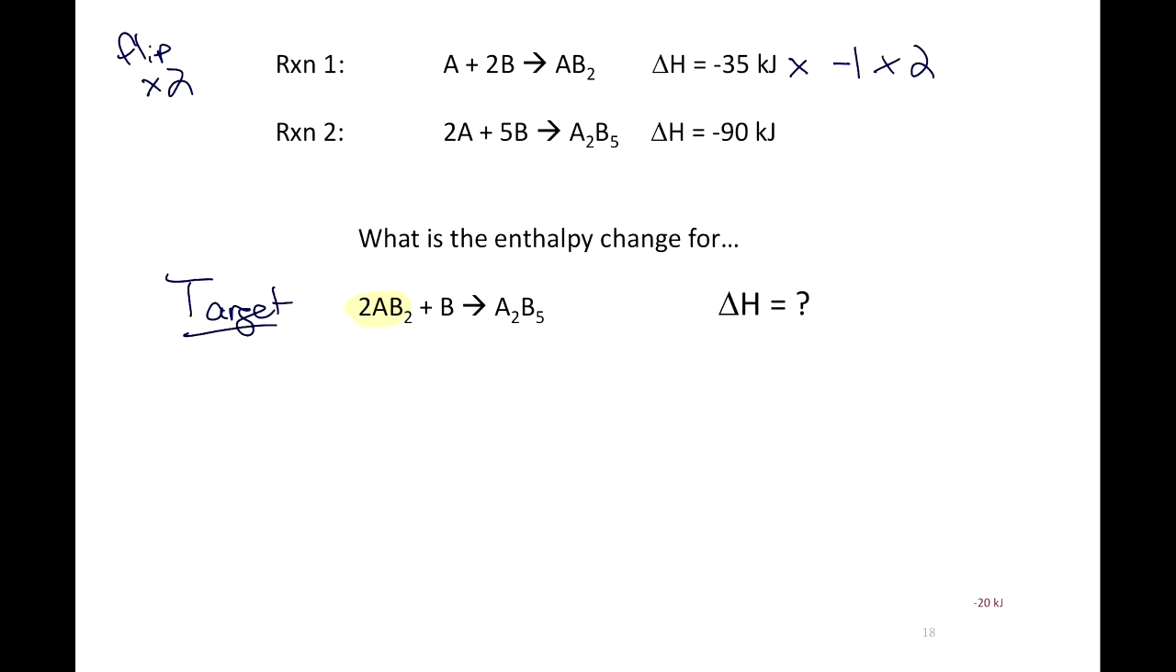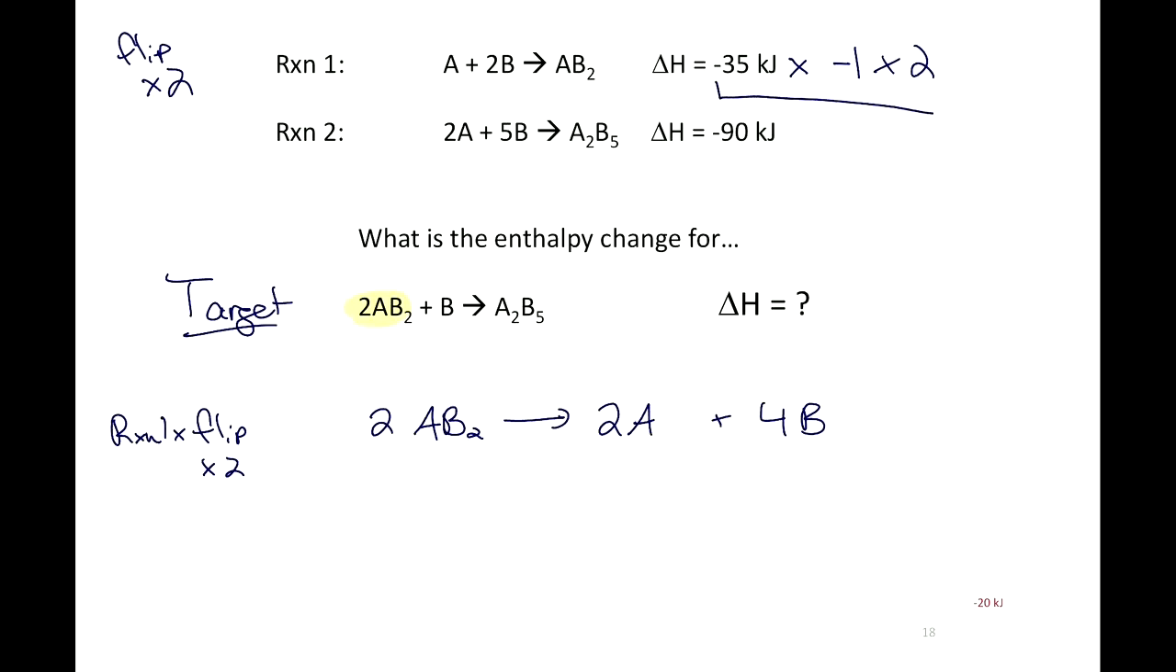All right? So I'm going to rewrite reaction 1 that's flipped and multiplied by 2. I'm going to rewrite it so we can see how things add up. So reaction 1 that's flipped and multiplied by 2, we get 2 AB2s, and then we get 2 A's and 4 B's. And then we'll have a new delta H that is that number. All right, so the delta H for this value is, what is that? Positive 70?